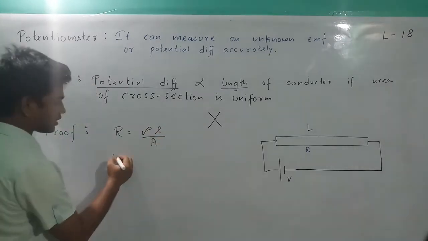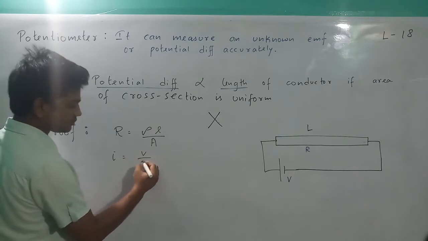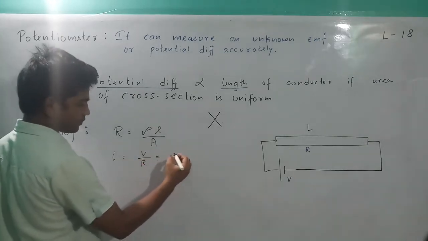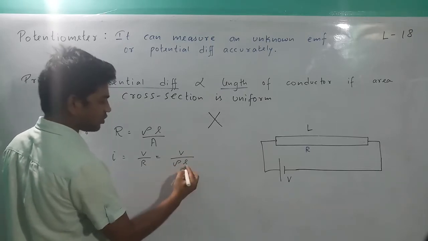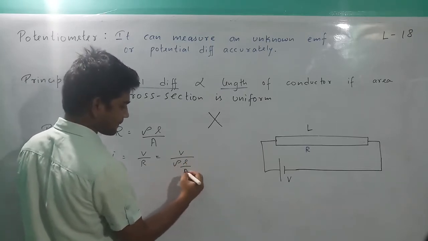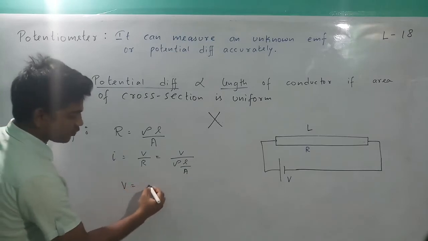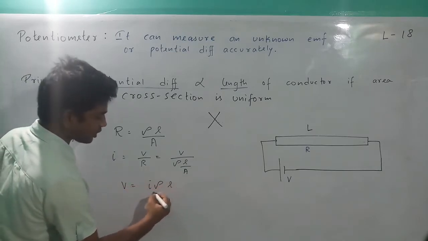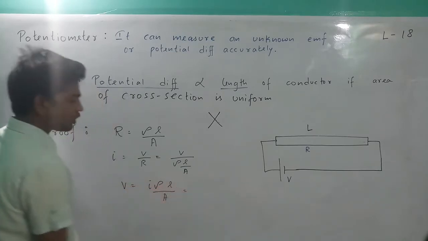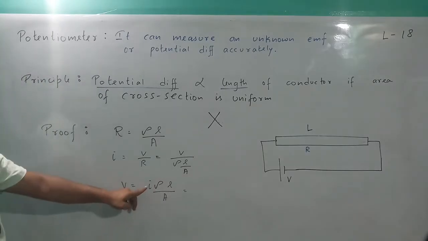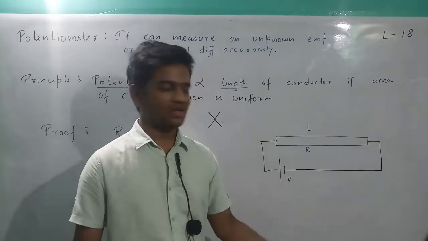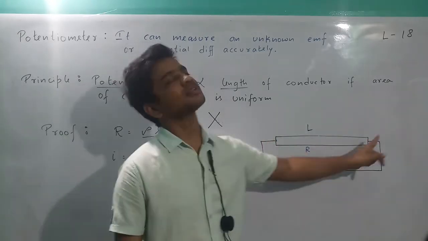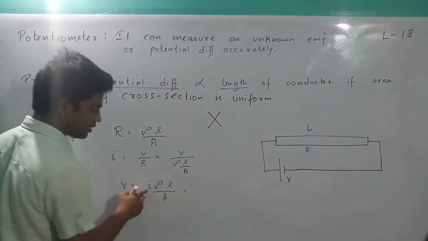Alright, so the current passing will be V by R, and V by R is how much? Rho L by A. Or I can write it as V equal to I rho L upon A. Now, if you see one thing, current is constant. Why? Because there is only a single rod. So whatever current is going inside the rod must come out of the rod. Okay. So I is constant.